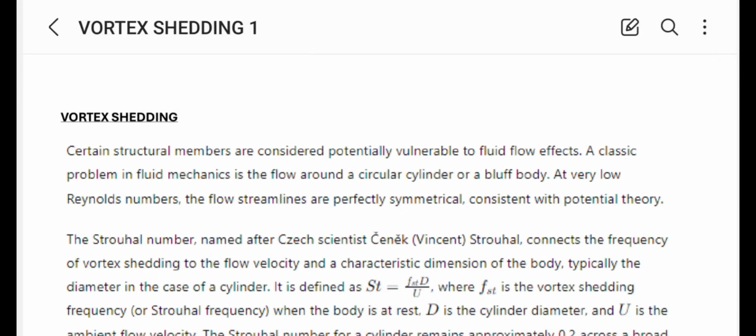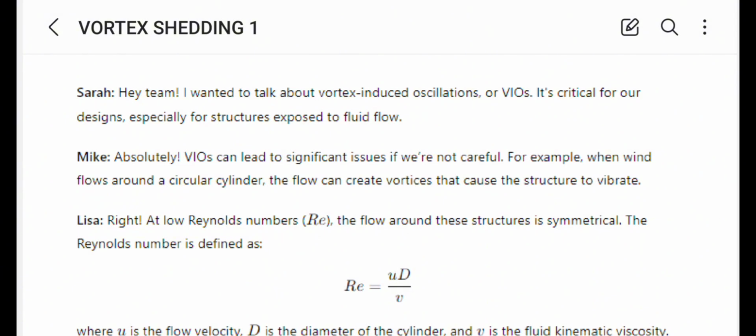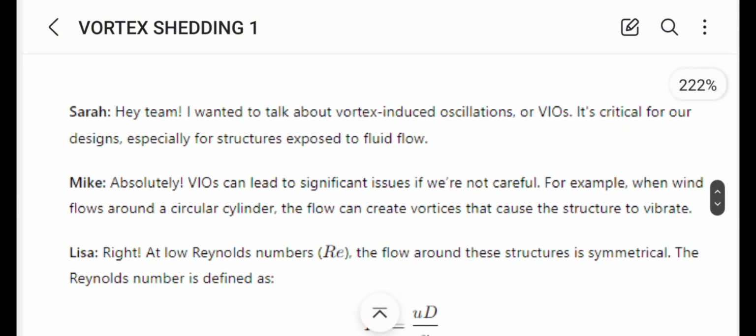Today we will discuss the vortex shedding. Certain structural members are considered potentially vulnerable to fluid flow effects. Here let's have some group discussion, like the minutes of meeting between the engineers.